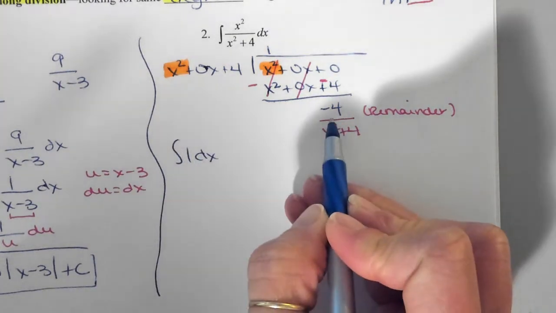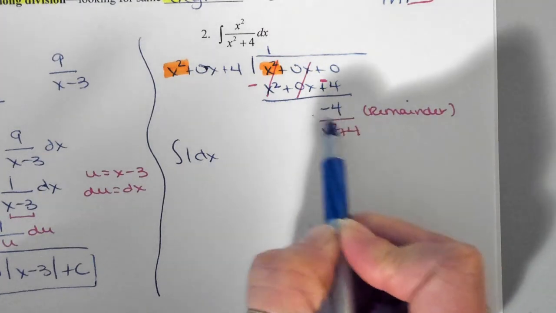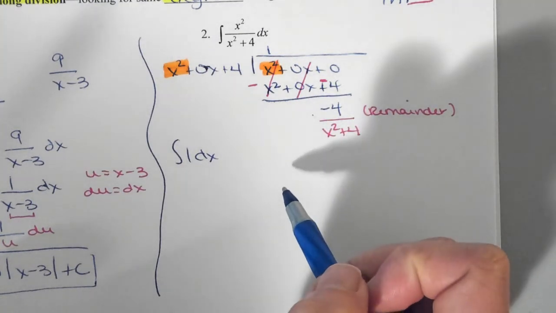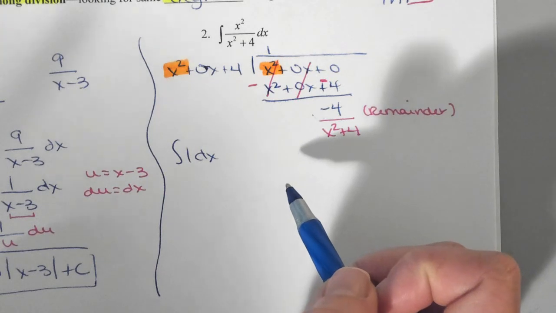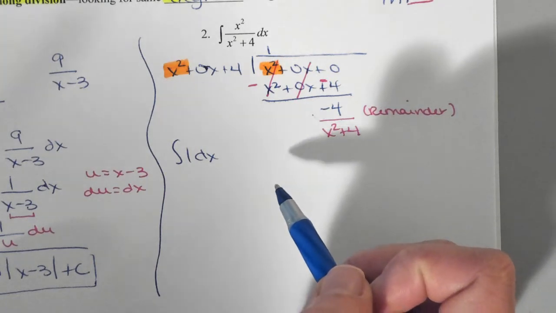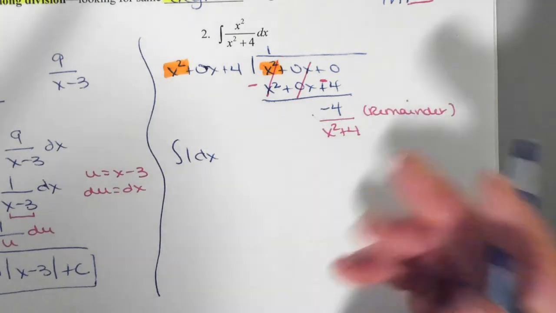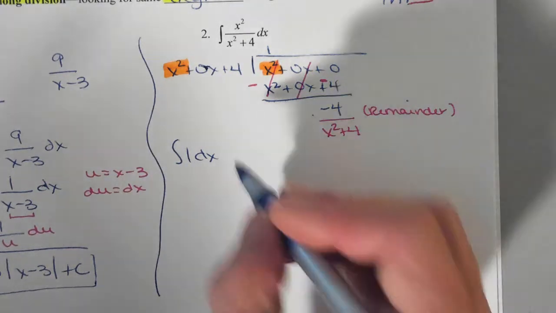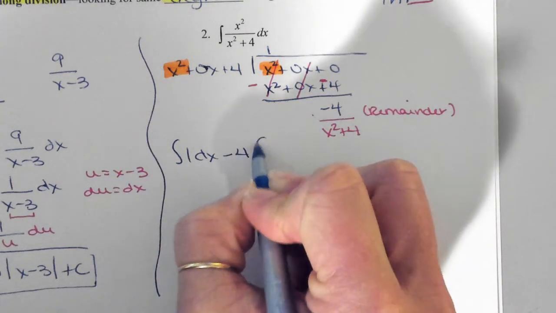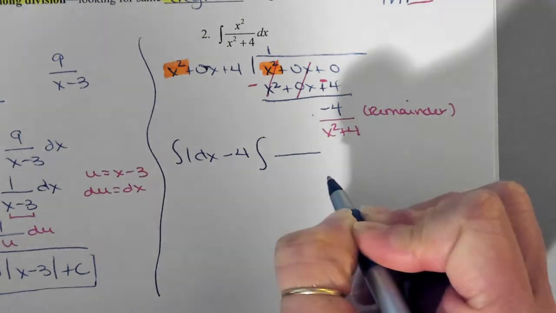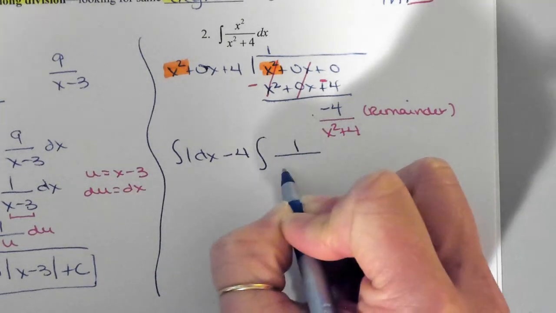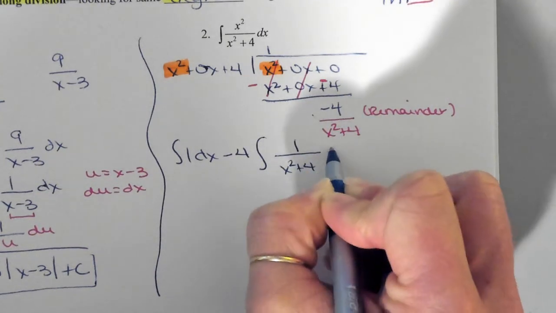Okay, here, describe this negative 4 for me. Has a name. We talked about it in the other problem. Yeah, it's a coefficient, so can I pull it to the outside? This becomes minus 4 times the integral. Now what's in the top of my fraction? A 1, and we have x squared plus 4 dx.